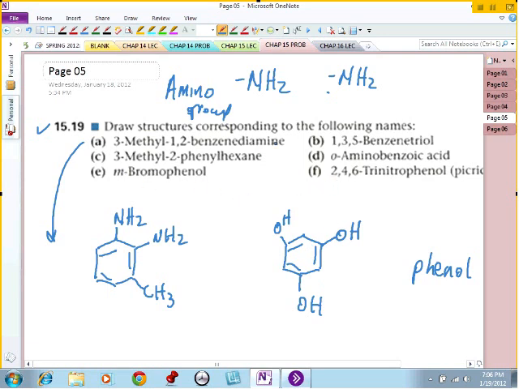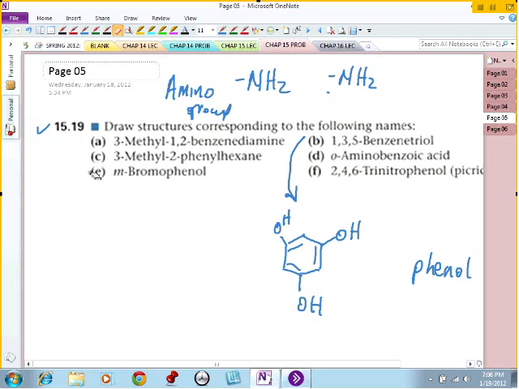Now let's do C. Anybody want to try C? This is B. Anybody want to try C? Andrea, you want to help me out? Sure. See, you have been drafted, right? What's the name? So the base name is what? Hexane, very good. So we have two phenyl, and three methyl, and then hexane, right? Okay, so that is C.